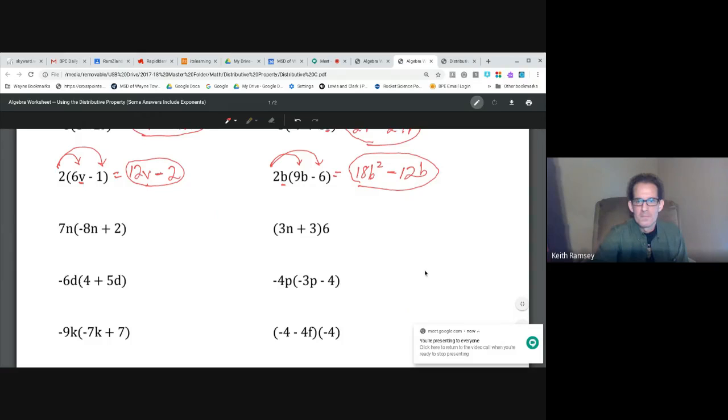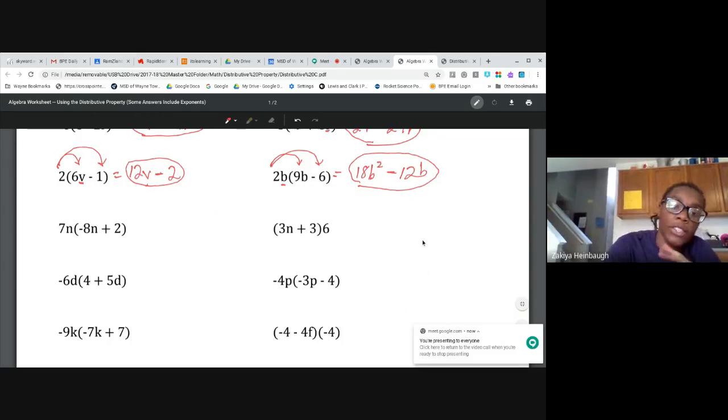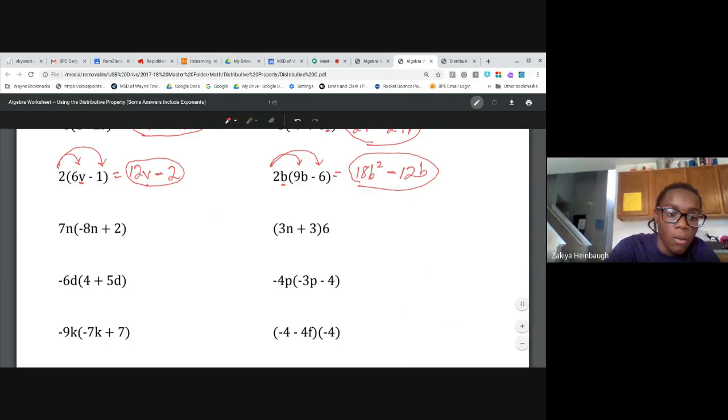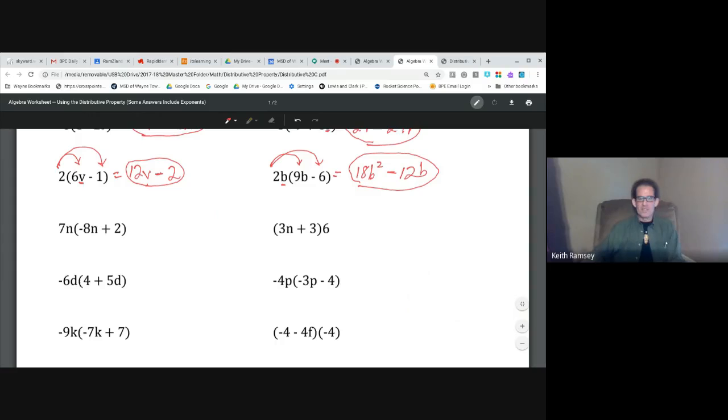For the second question, if it has a 6 at the end, do you just multiply that way again? Yeah, that's a tricky one. It doesn't matter if the number outside the parentheses is at the end or at the beginning. You're still going to distribute one number at a time. For that one, you could do 6 times 3, and they're both positive, so just write 18.